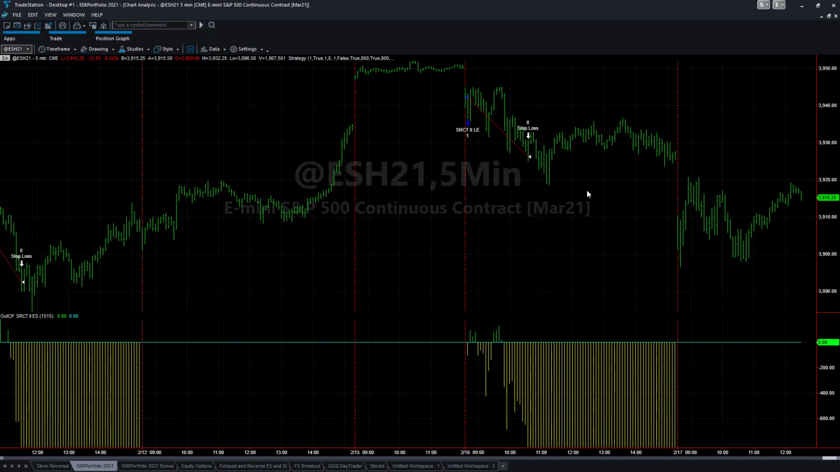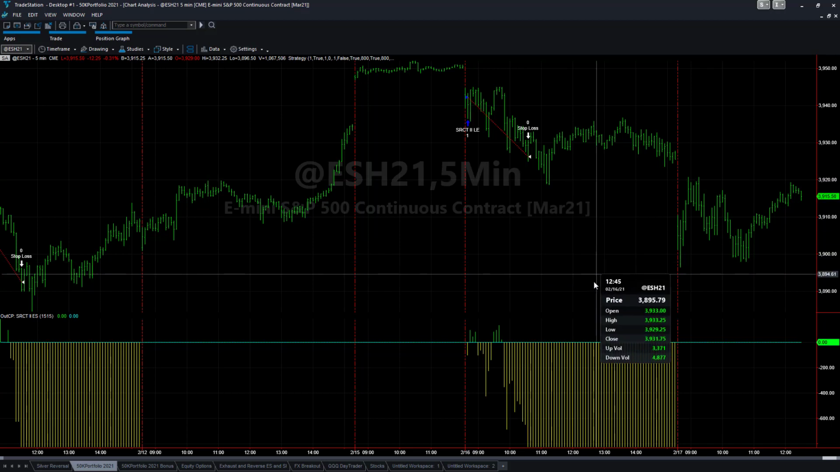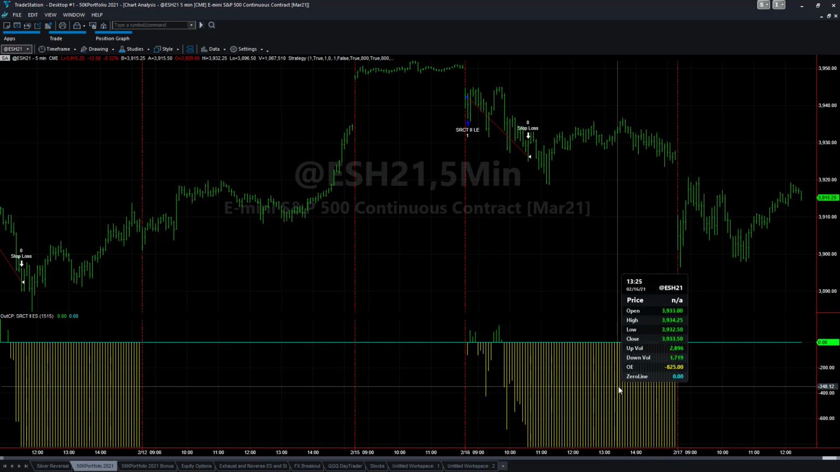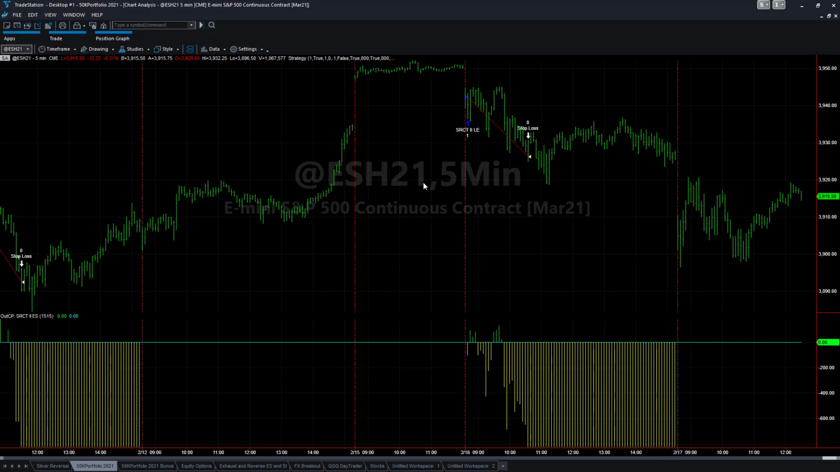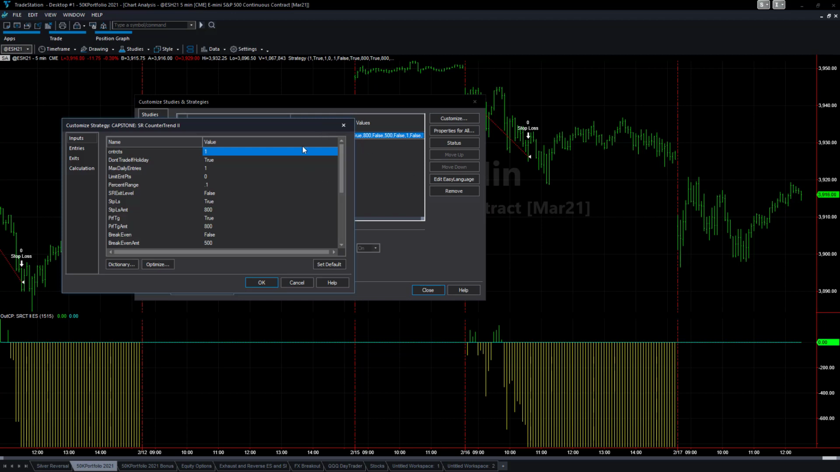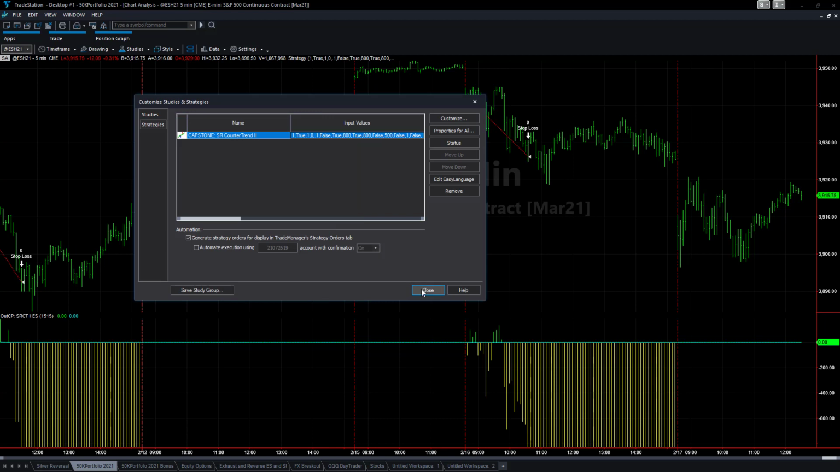So SR counter trend 2. You see this trade here, minus 825 on the day yesterday, and this buys the dips in strong uptrends, shorts the rallies in strong downtrends. And let's right click, studies, edit strategies, and you see this 8:30 to 14:45. Those are the start and finish times for taking entries. That's based on Central Standard Time. It exits 5 minutes before the close. And that is SR counter trend 2, E-mini S&P.